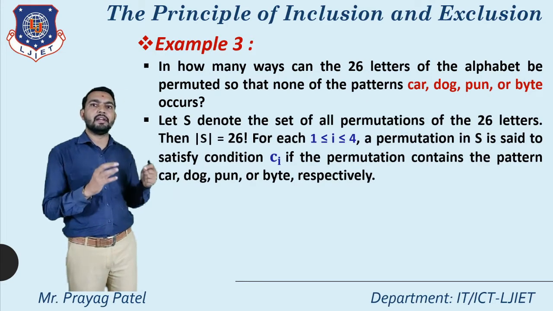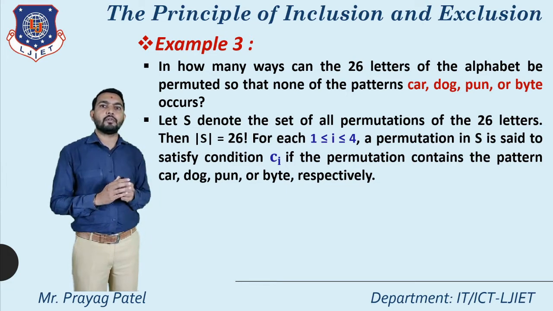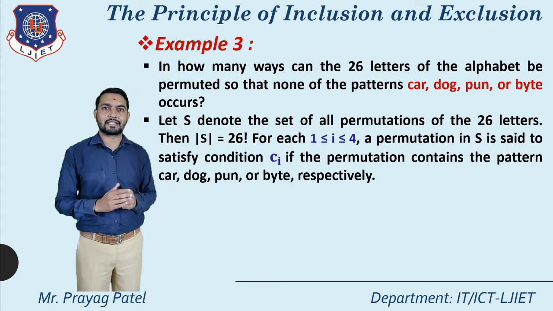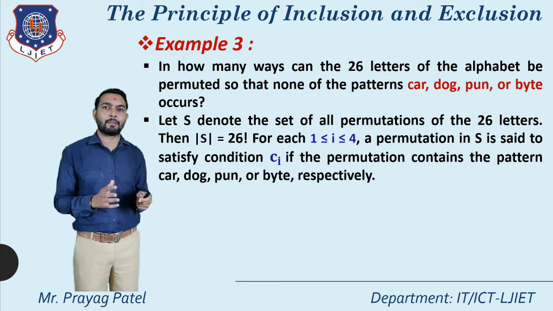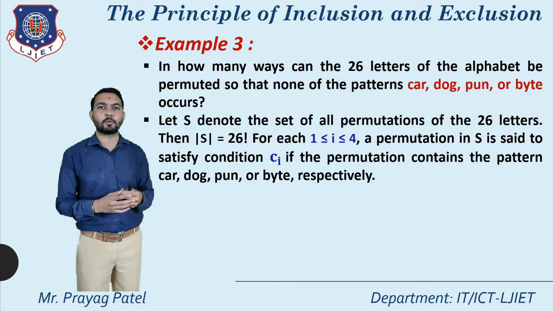Then how can we find the solution of this problem? Let S denote the set of all the permutations of the 26 letters. That means no condition is applicable. Then using the 26 characters, how many combinations are possible?